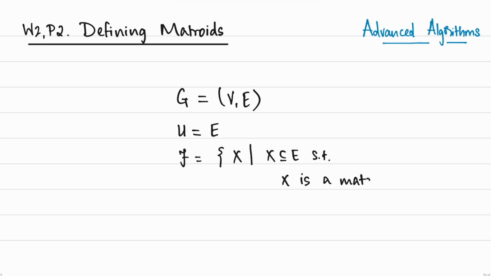X is a matching, and by matching all I mean is that it's a disjoint collection of edges, right? So this would be an example of a matching. This here is not a matching. Okay, so a matching is a collection of edges that don't have any shared endpoints. Of course if you have an empty set, then there are vacuously no violations, so non-emptiness is fine. Heredity is again fine, because if you have a collection of edges that have no overlaps, any subset of them will also have no overlaps.